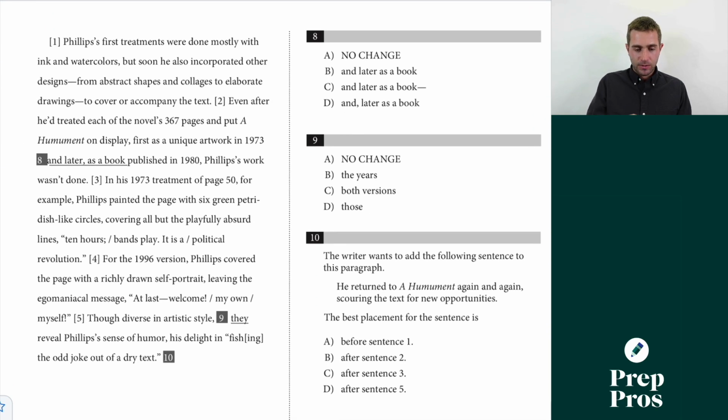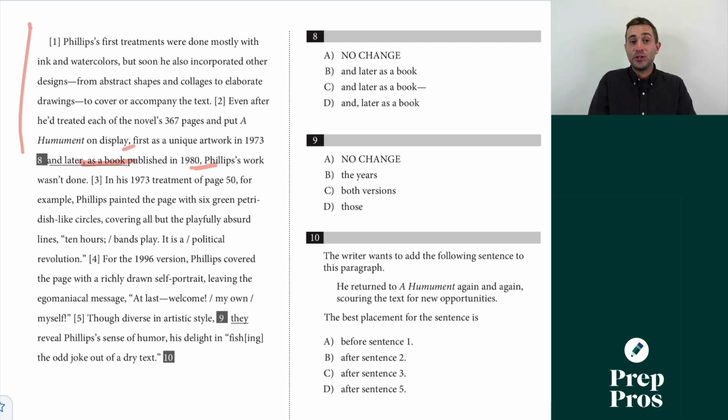Question 8 here. I'm just going to skim through this part silently just to speed the video along. All right, but 8, this just looked kind of like a punctuation question for me. "So even after he'd treated each of the novel's 367 pages and put a humument on display, first as a unique artwork in 1973 and later as a book published in 1980, Phillips' work wasn't done." Well, don't want to put commas before prepositional phrases about 99% of the time on the test here. But anytime I see some commas here, some commas here, I really want to try to identify what rules these are following. And this is extra information.